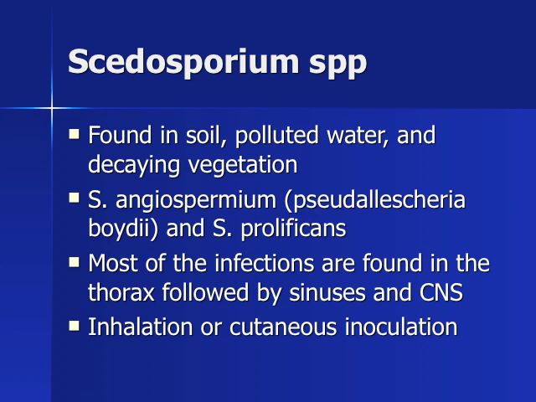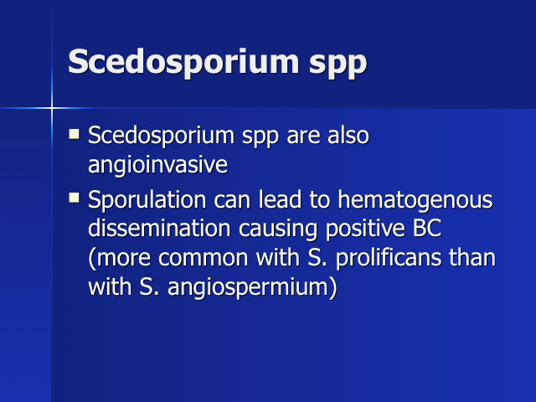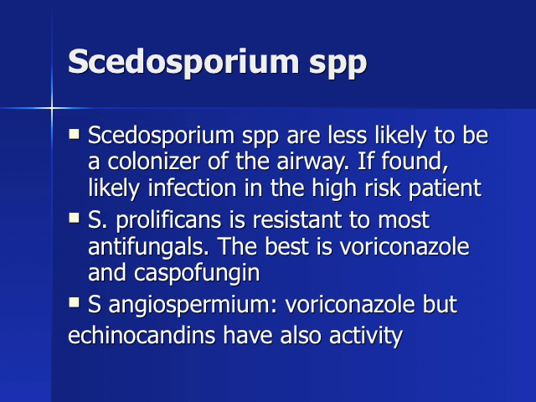Again, we already talked about the dissemination. You can get it by inhalation or cutaneous inoculation. Scedosporium, just like Fusarium, is angioinvasive. Again, more commonly you have blood cultures positive with Scedosporium proliferans than with apiospermum. Now, if you see Scedosporium in a sputum or in an airway, it is not a colonization. It is an infection, and you have to be concerned about that.